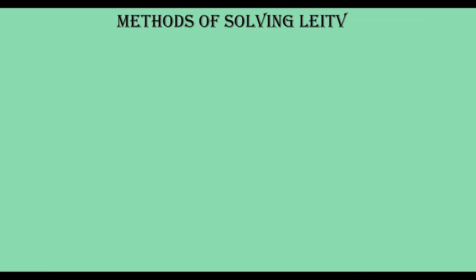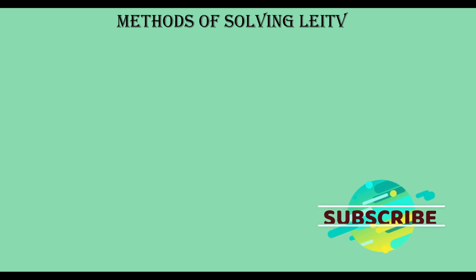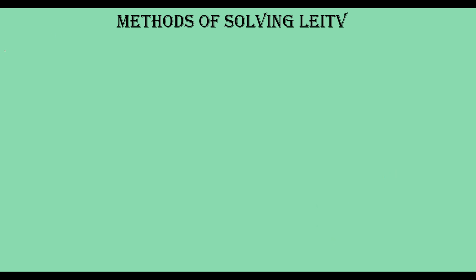Yes, children. Now we are going to learn the different methods of solving linear equations in two variables. Till now, what we learned is how the roots of the given pair of equations are going to be. Now if the given pair of equations has a unique solution, how can I solve it? Basically there are methods of solving linear equations in two variables. One is called the substitution method, which is also called elimination by substitution.